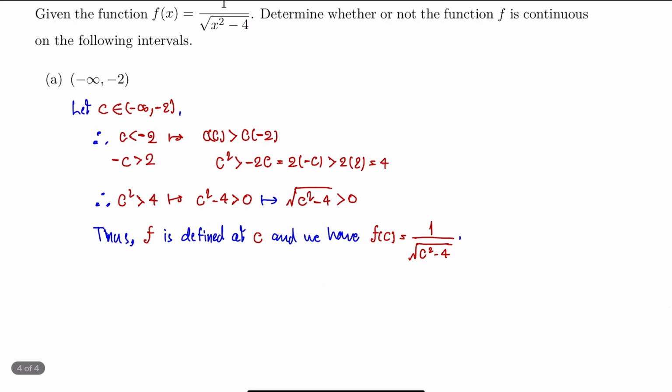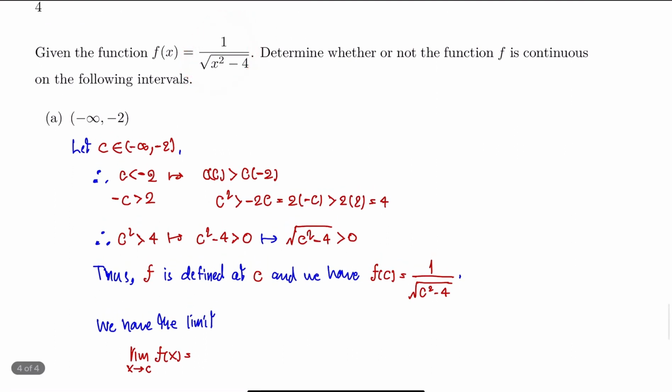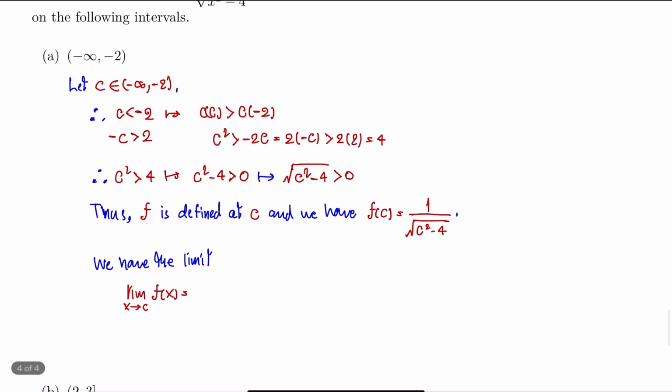All right, and then what can we do next? Once we have f of c equal to this, let's find the limit. So what about the limit? We need to find the limit as x approaches c of f of x. What is our f of x? It is 1 over square root of x squared minus 4. So we're going to have the limit as x approaches c of 1 over square root of x squared minus 4.